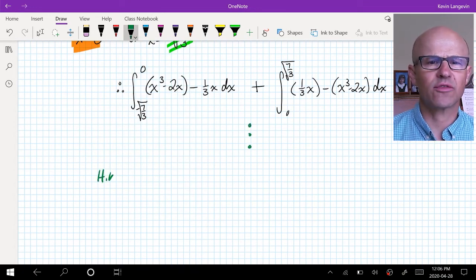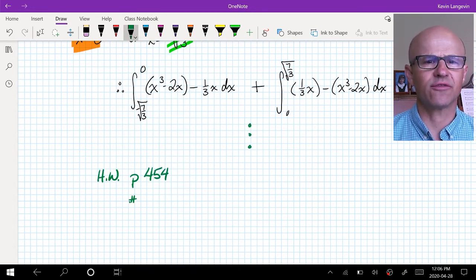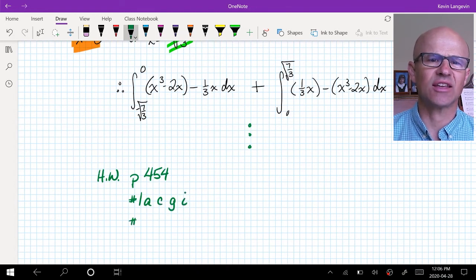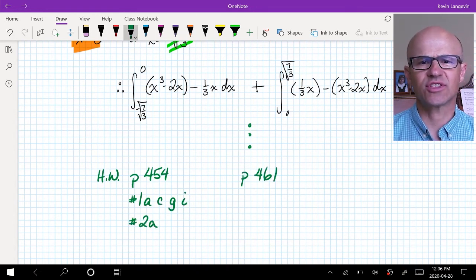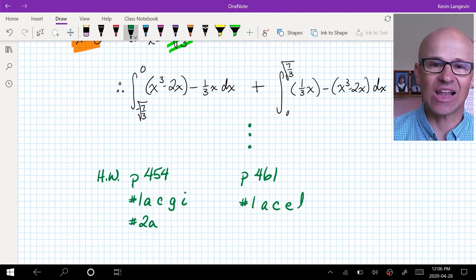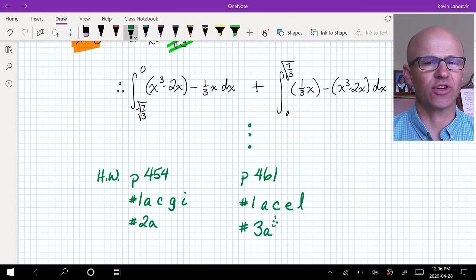A little bit of homework for everybody. Page 454, 1 ACGI 2A. Page 461, 1 ACEL and 3A. That sounds a little bit trickier.